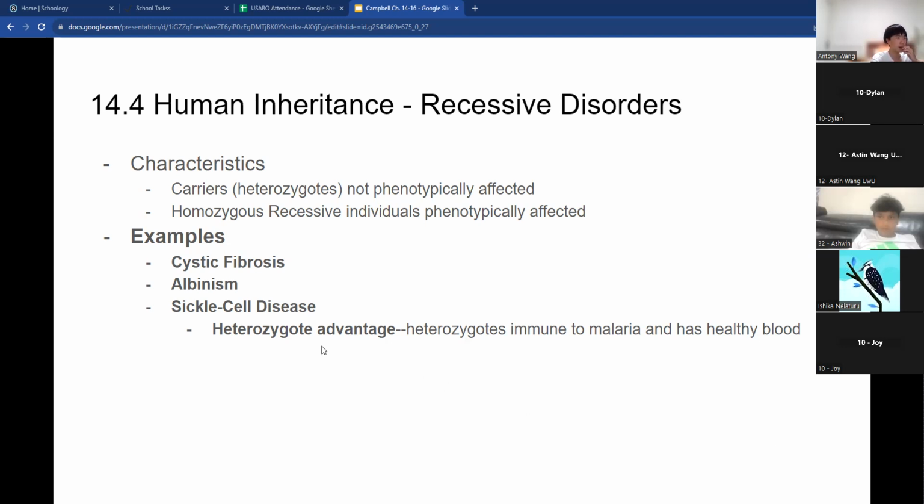That's very bad. However, the reason that this allele is propagated throughout generations is because there's a heterozygote advantage. This allele originated in Africa, where malaria is very common. And if you're a heterozygote, you get resistance to malaria. So selectively, you don't want the homozygous, but you do want heterozygous. That's why this allele is still present in the gene pool.